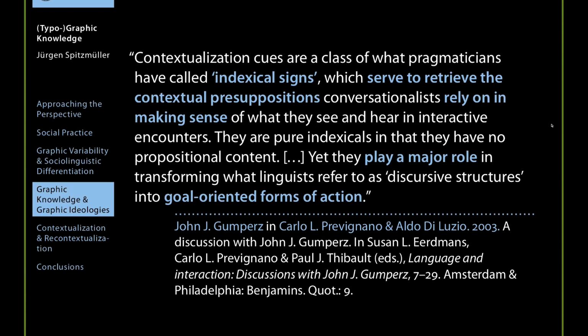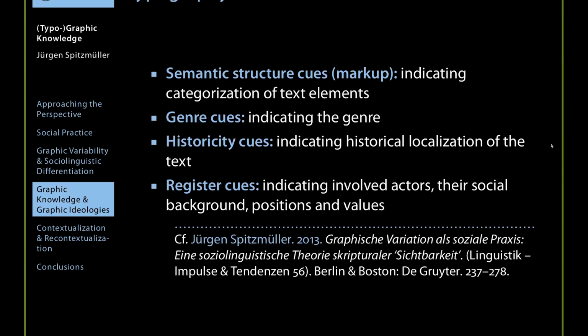They might, among others, provide hints concerning the categorization of text elements, semantic markup, concerning the genres, what I call genre cues, concerning the historical localization of the text, historicity cues, and concerning the involved actors, their social background, positions, and values, register cues. But they only do this for actors who have learned to read the cues in a given context in a given way, that is, actors drawing on a particular communicative, or for that matter, graphic knowledge. This is the reason why text design is interpreted differently and in different intensity and explicitness by different actors.